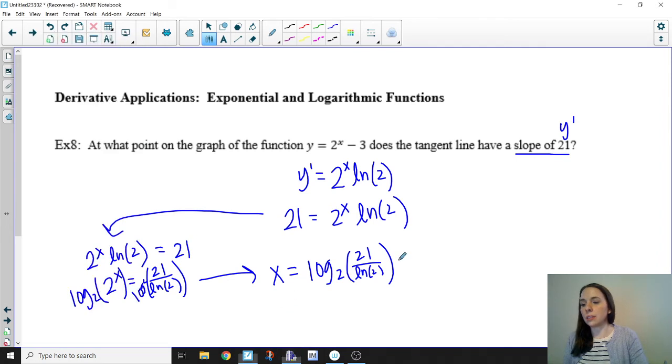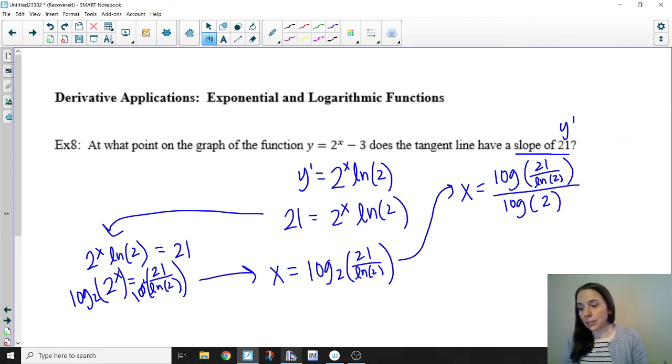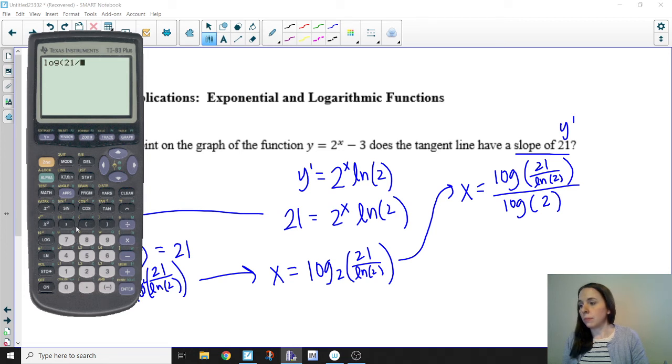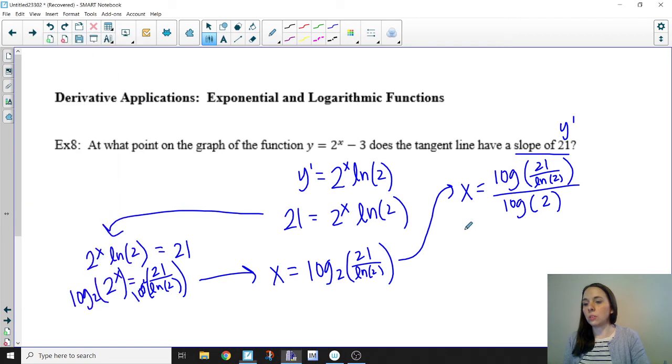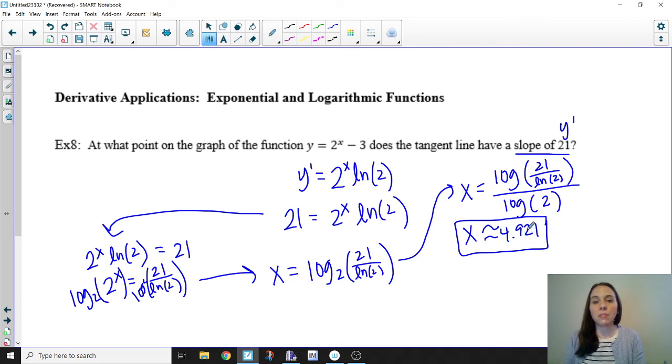And the change of base rule would look like this. I'll move this up here. We could say, let's take the log base 10 of all of this stuff over the log base 10 of this base. We could type that into the calculator. And we have an approximate x value now, 4.921. Okay, so to get an approximate answer that is a number we can make sense of, we did need to use a log rule here, the change of base rule. However, if you didn't have that, or if you didn't have a calculator, you would just leave your answer in this form.